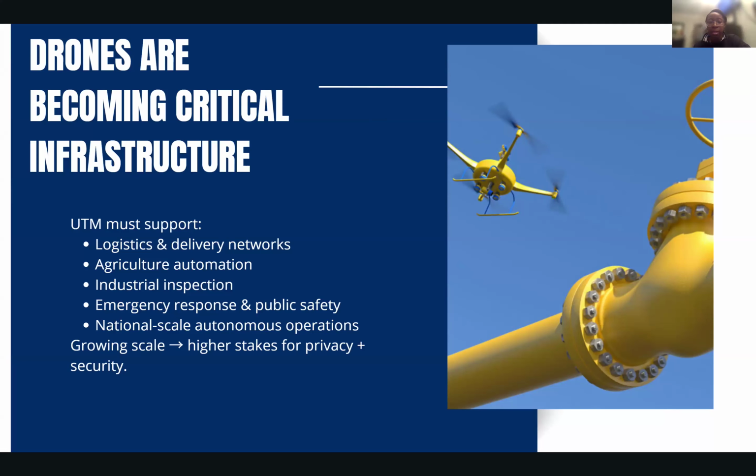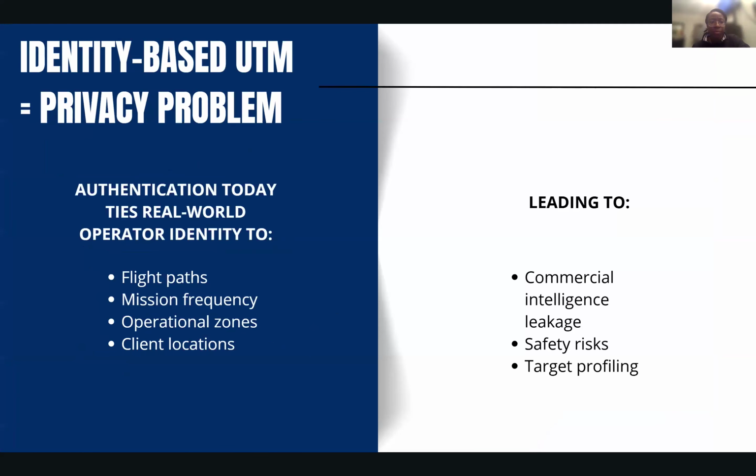At this scale, flight data is extremely sensitive. It can reveal where infrastructure is located, how often it's inspected, and even how emergency services respond. So, if privacy is weak at the UTM layer, we're baking strategic and security risks into the core of our infrastructure. Next slide.